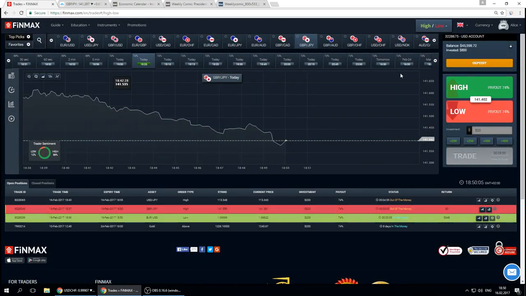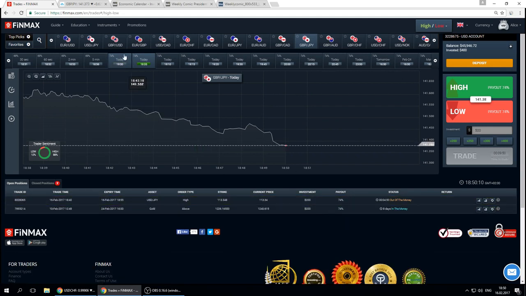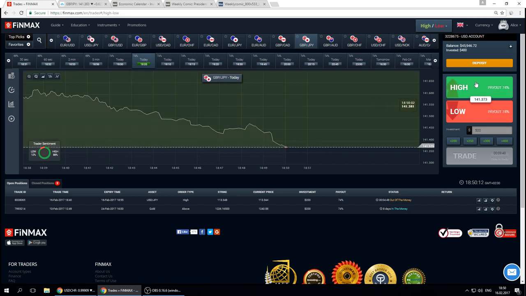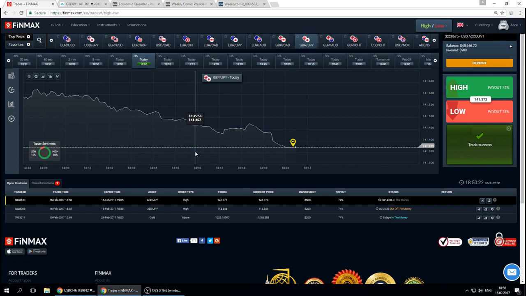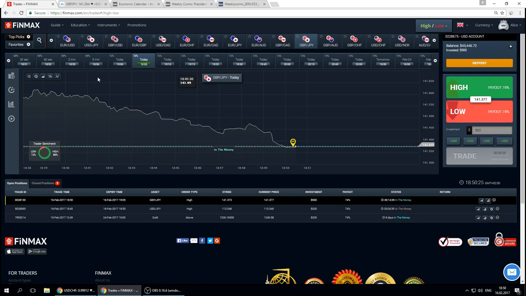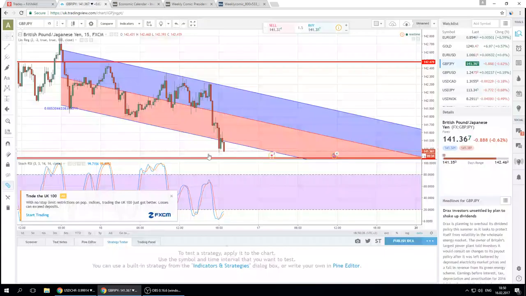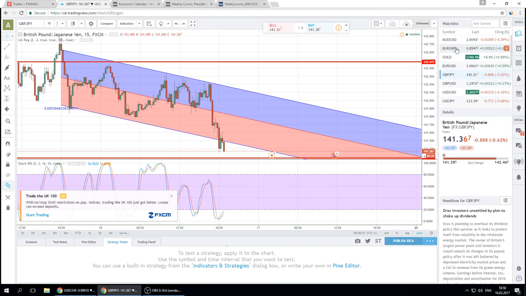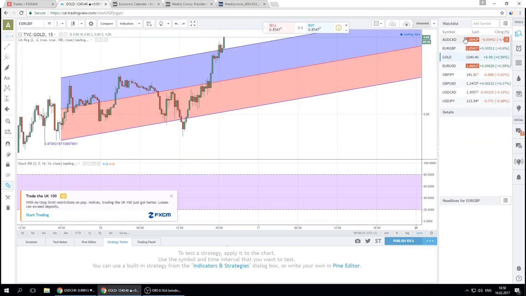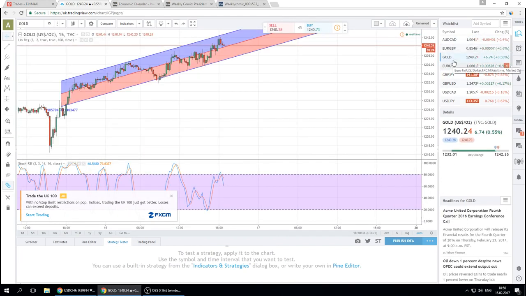So right now it will be 4. As we see, the first one expired in the money, the second out of the money. So I need to cover the second one and open the second trade. That's what I'm planning to do right now. The previous trade that we opened, the first one, expired in the money, so here we have gold.